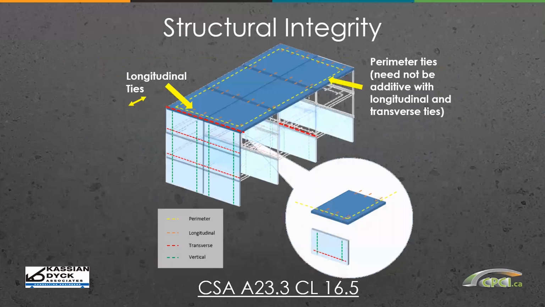So within clause 16.5, there are requirements for perimeter ties, which would be part of looking at the diaphragm design. You would maybe design your diaphragm for the required forces, select your chord reinforcement and your collector reinforcement, and then make sure that satisfies the structural integrity requirements as a minimum. And then, as far as tying all the precast elements together, you'll go through and look at longitudinal ties, transverse ties, and vertical ties.